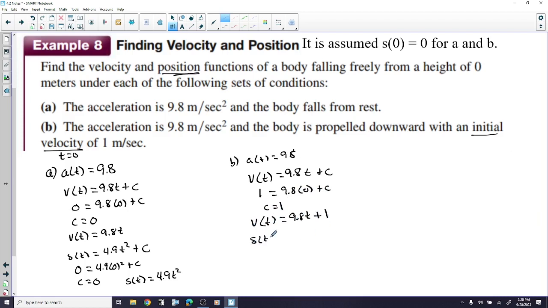S of t, position, is 4.9 t squared plus t plus c. So that's the antiderivative of this. And it's assumed that the position is 0 at time 0. So c is equal to 0. So s of t is equal to 4.9 t squared plus t.